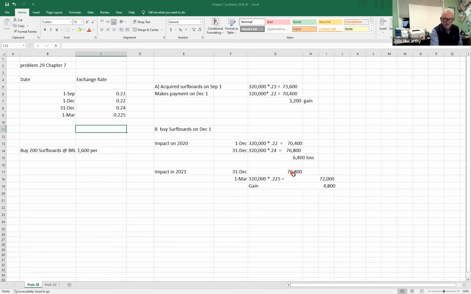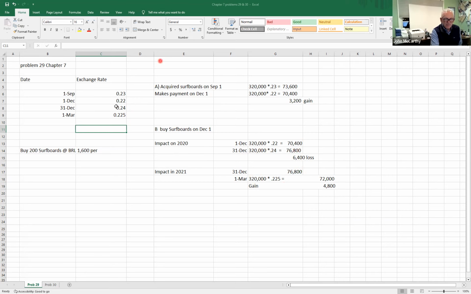When we go to pay it, we compare. Well, what's the loss in 2021? We had already factored that in. It's going to be the difference between the exchange rate at 12/31/2021 and March 1, so between the 24 cents and the 22.5. We already know what it was at the 0.24, so we can have that up here. We know it's 76,800 at that point.